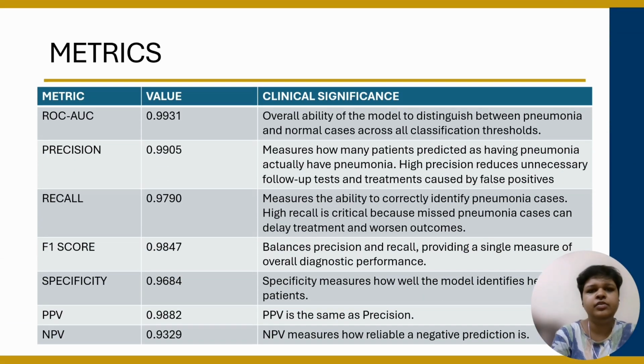The model achieved a ROC-AUC score of approximately 0.99 along with high precision, recall and F1 score values. These results indicate that the model is both accurate and reliable for pneumonia detection. However, in medical AI, obtaining good prediction is only part of the challenge. Doctors also need to understand why a prediction was made. This is where Grad-CAM becomes useful.